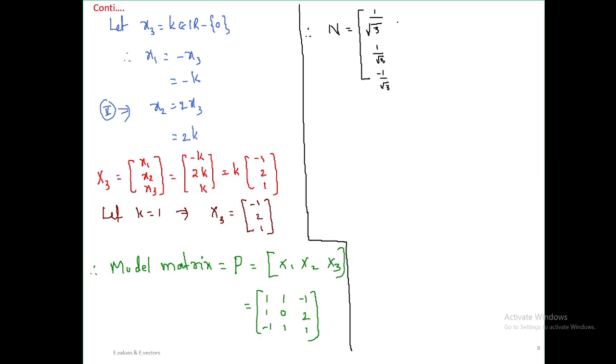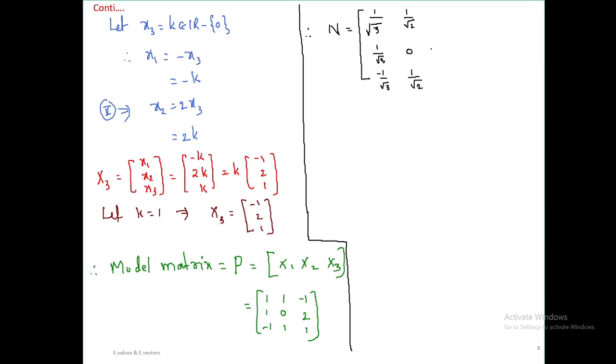Okay, and look at the second column, 1 0 1. What is its length? Square root of 1 square plus 0 square plus 1 square, that means square root of 2. You have to divide with root 2. So 1 by root 2, 0, and 1 by root 2.